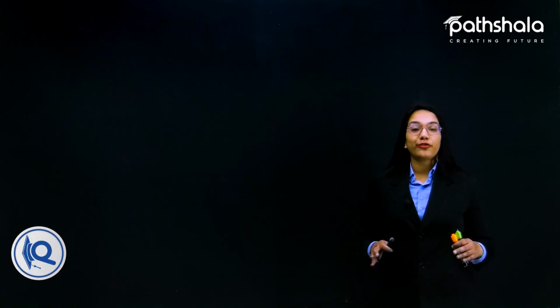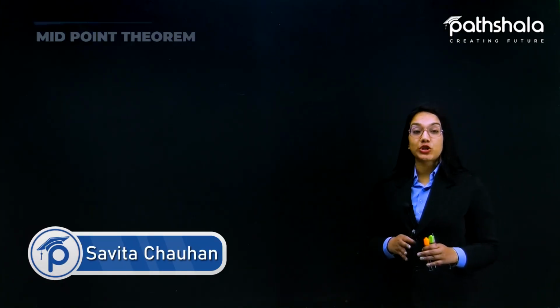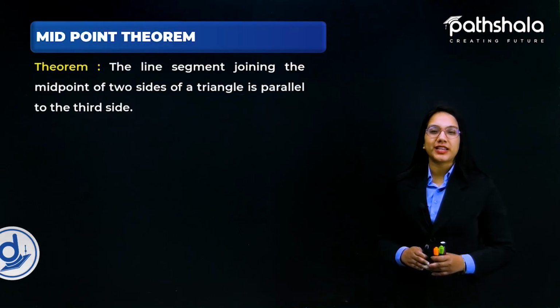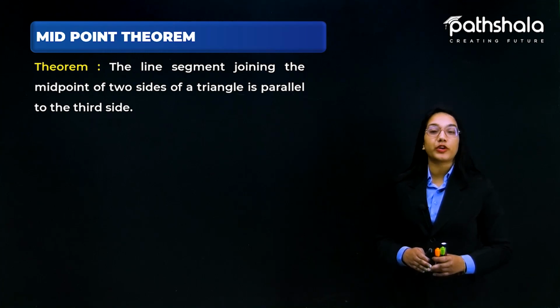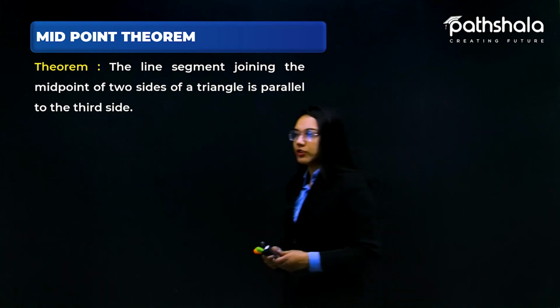Now let's move on to the next important theorem, which has its own name. It is called the midpoint theorem. Let's see what the midpoint theorem says. It says that the line segment joining the midpoints of two sides of a triangle is parallel to the third side. So let's prove this particular theorem.